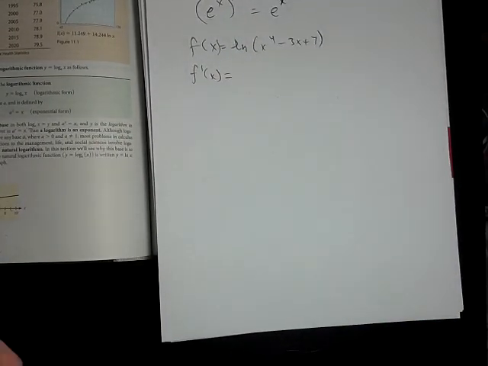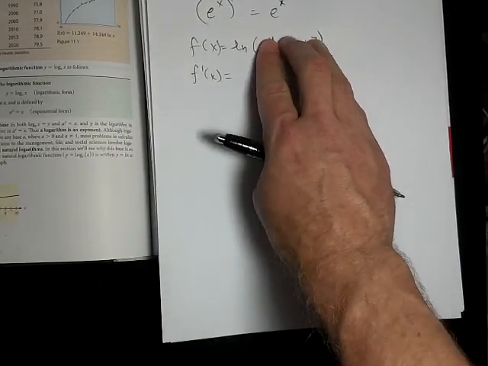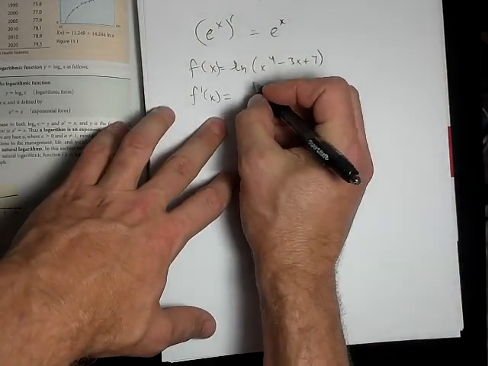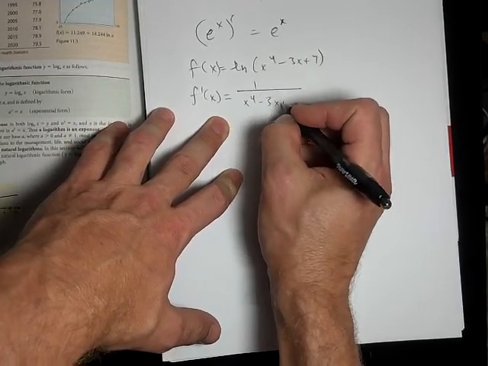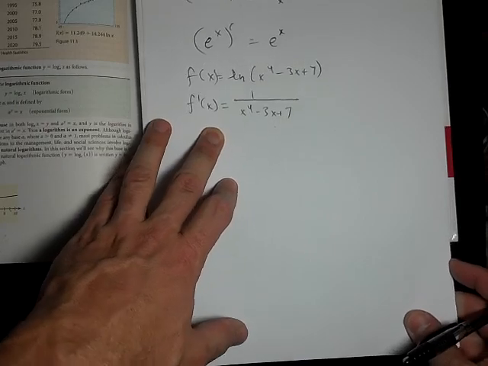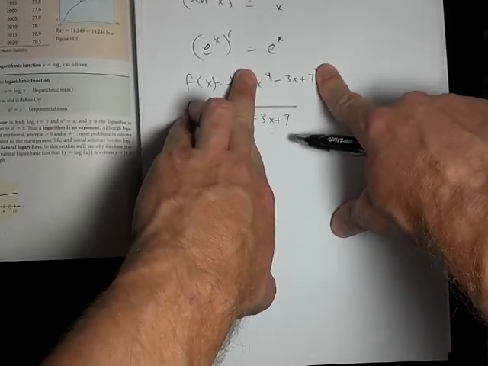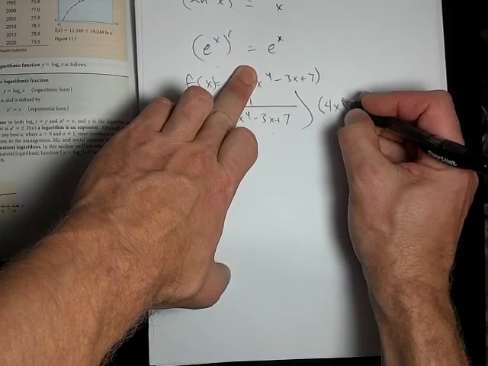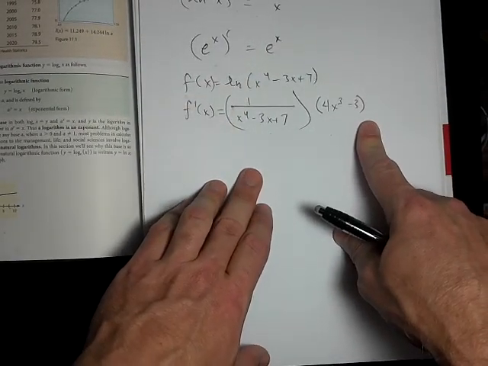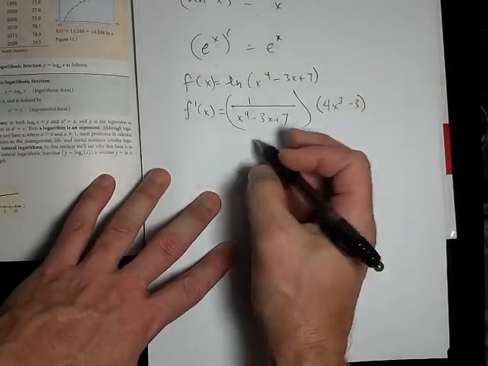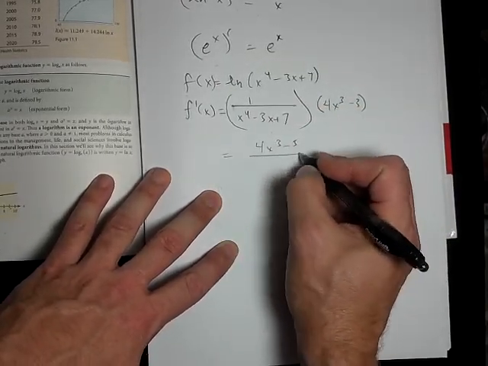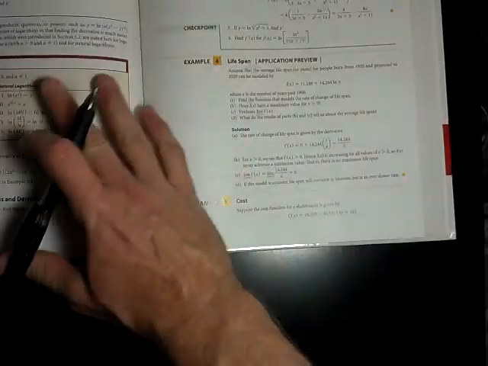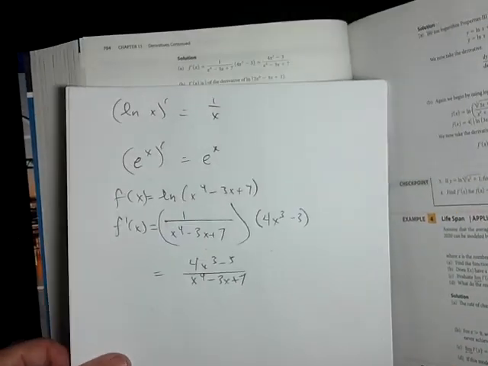Well, the first thing we do is we ignore what's inside of here and we take the derivative of natural log, which is 1 over what's inside here. So the first thing we do is 1 over this. But now we have to use the chain rule and find the derivative of this and multiply it. So the derivative of this, using the power rule, is 4x cubed minus 3. So I'm just going to move this to the numerator, and this is equal to 4x cubed minus 3 over x to the 4th minus 3x plus 7. And that is explained in the solution right on the next page.